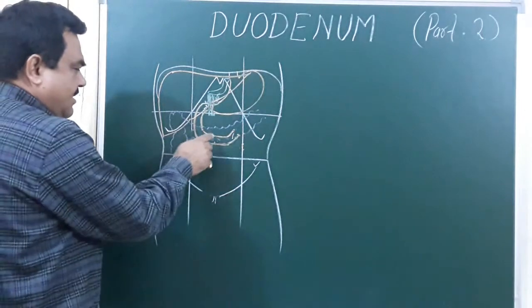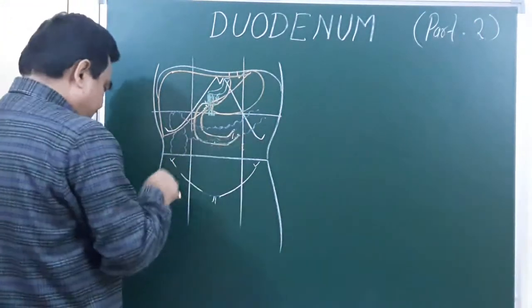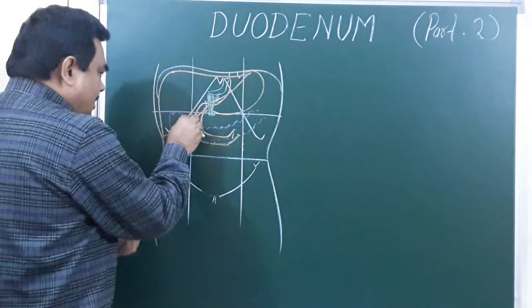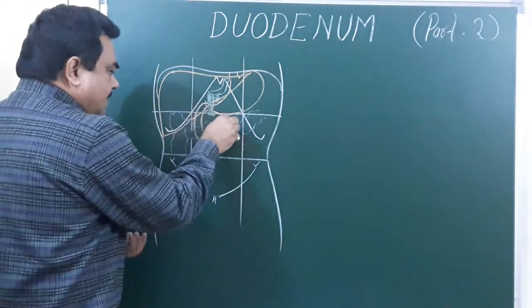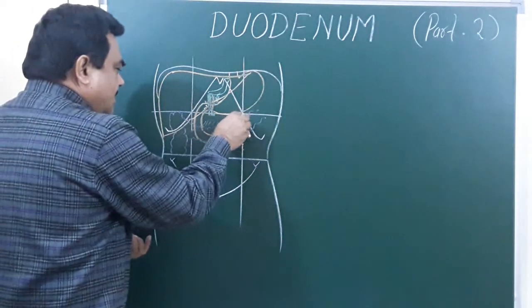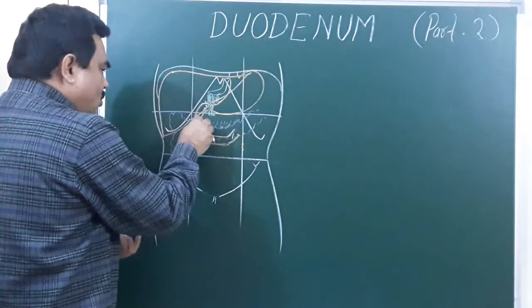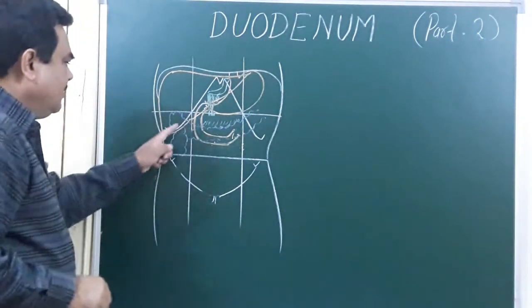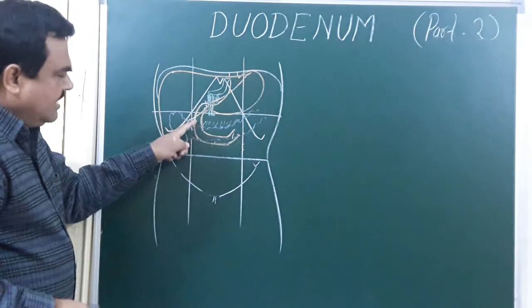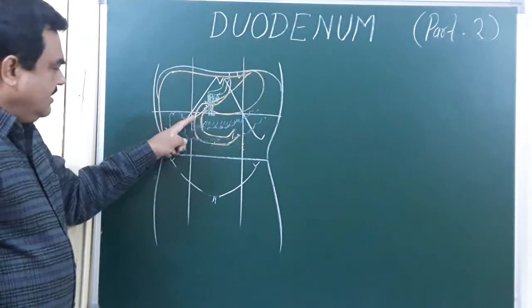Here is the position of the transverse colon. This is the transverse colon, and here is the mesentery of the transverse colon, that is the transverse mesocolon. Here you can see this second part is related to the liver. It is covered by the liver.